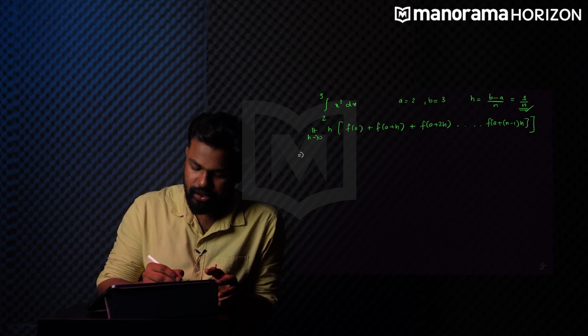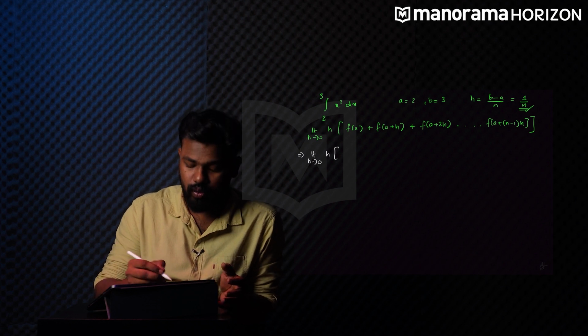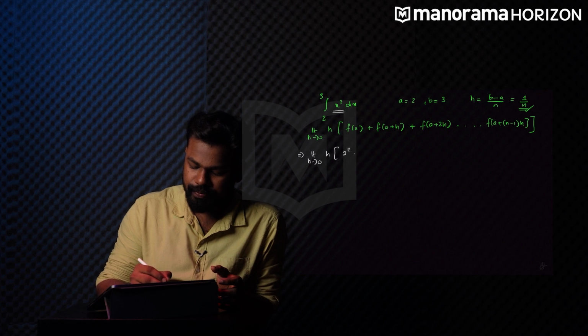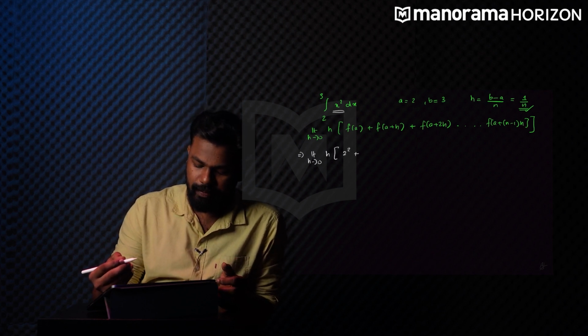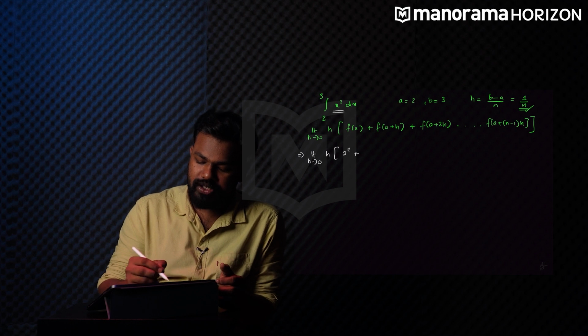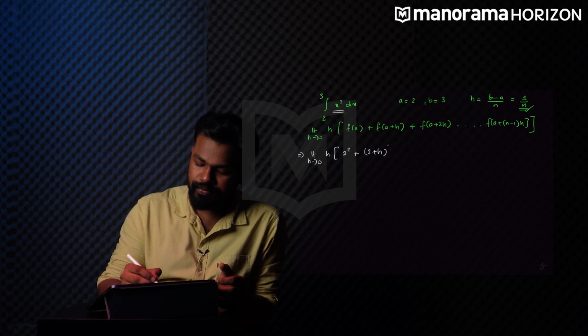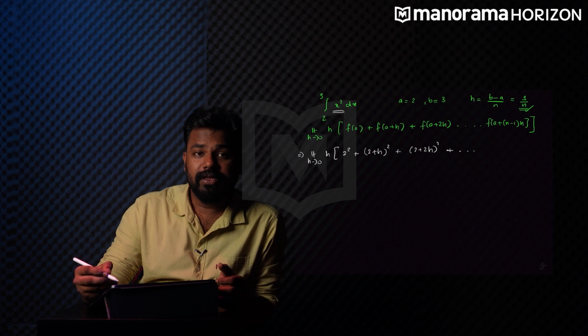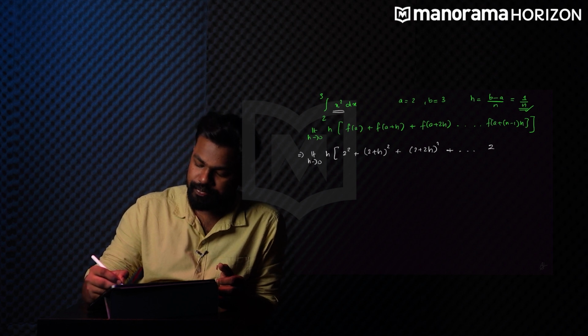I will be getting limit h tends to 0, h into f of a, f of 2. So what is f of 2? Put that in x square. So you will be getting 2 square plus f of a plus h. What is f of a plus h? You can see that when I put 2 plus h here, I will be getting (2 plus h) the whole square, plus f of a plus 2h will be (2 plus 2h) the whole square, like that till a plus (n minus 1) into h, that is (2 plus (n minus 1) into h) the whole square. So this is what I get.